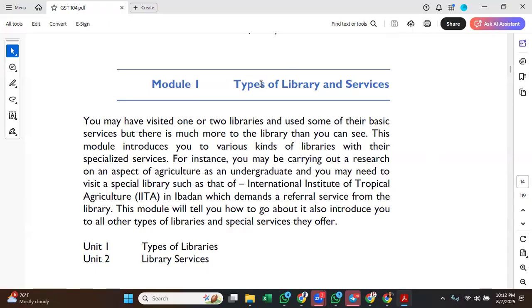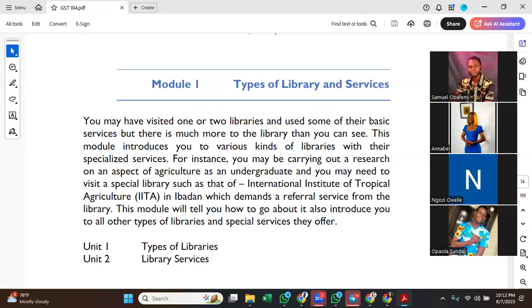So, types of libraries and services. That's what we want to do. Please, if you don't have anything to say, mute yourself. There is a lot of noise. Please.